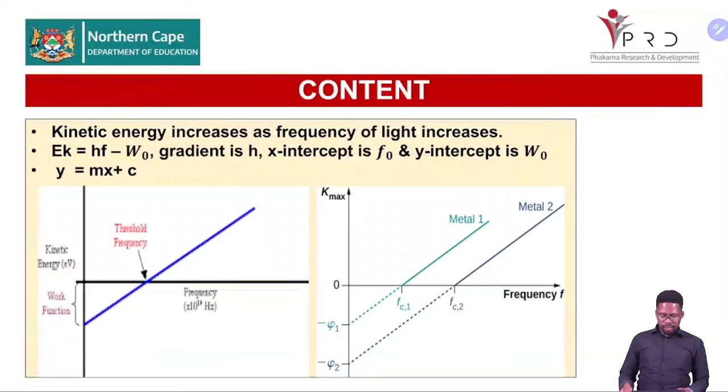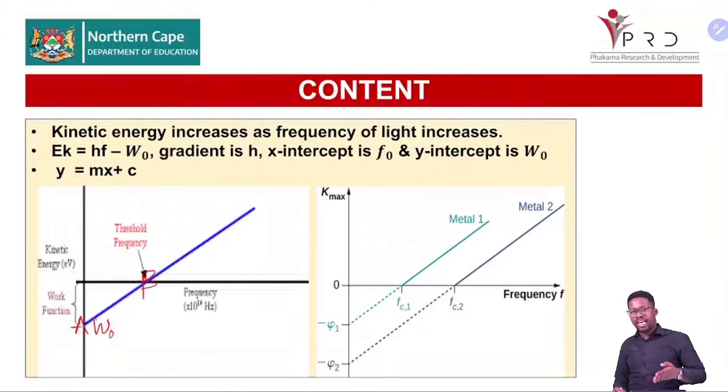Let's look at the graphs. So when we look at the graph, I'm going to mention just two important points. These are the ones. You can see this is a graph of kinetic energy against frequency. So the lowest point that the graph can reach, that is our work function.